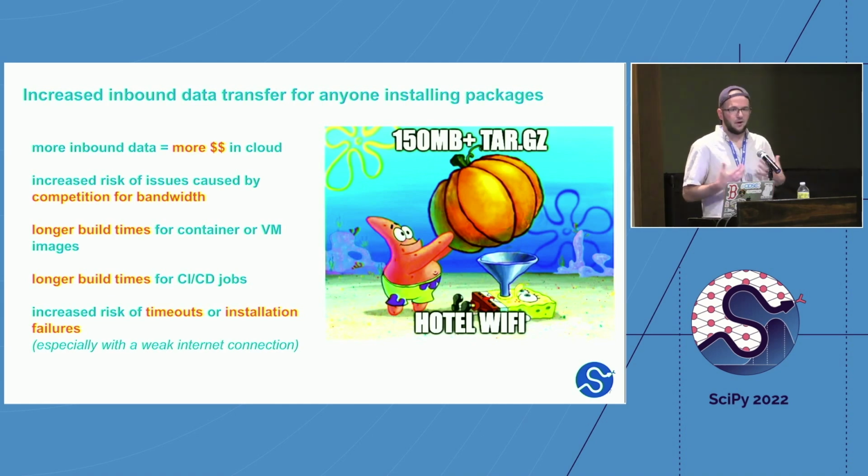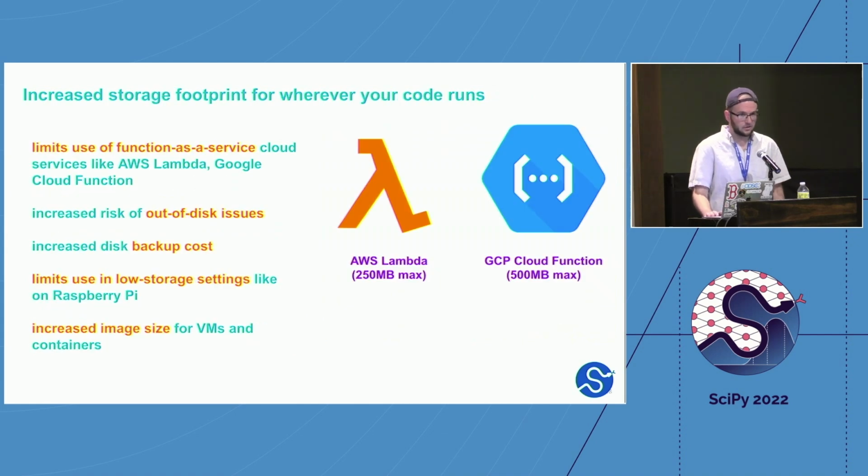If you're competing with other processes for bandwidth, downloading larger packages can have side effects on those processes. When you're building container images or virtual machine images, having to download and process larger files increases the time it takes those images to build. If you are installing packages on demand in your continuous integration jobs, pulling larger packages may make those jobs take longer. You can see there's just more darkness the further we go down.